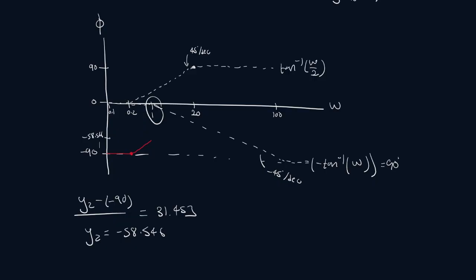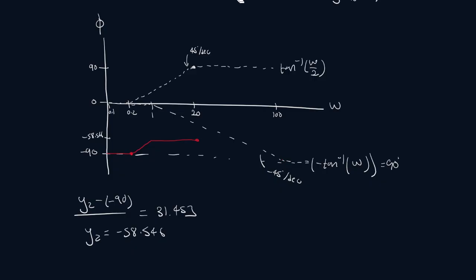Now, from 1 to 20, these two cancel each other out because this one has 45 degree per decade slope. This one has minus 45 degree per decade slope. So it's straight all the way until 20. Okay? Now after that, this has a slope of 0 now, and this is the only slope that's left, and it stops at 100. So let's find at point 100 what the degree should be.